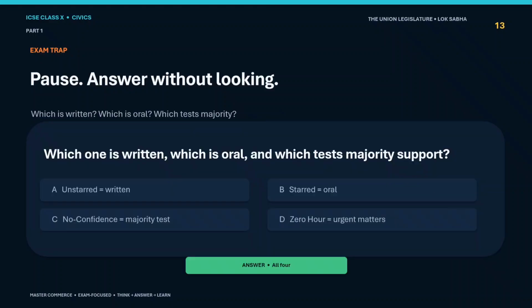Now let's do a quick recap. Quick test. No looking back. What is the normal term of Lok Sabha? 5 years. Minimum age 25. Question hour or zero hour, which is about questions? Question hour. Starred or unstarred? Which one gets an oral answer? Answer is starred. And which motion tests majority support of the Council of Ministers? That's no confidence motion. If you got most of these, you are ready for part 2.